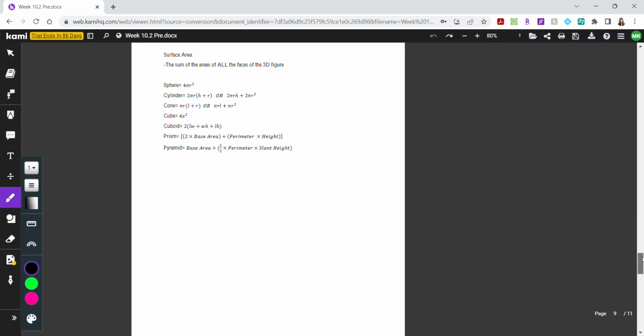Now, surface area. So the surface area is the sum of the areas of all the faces of the 3D figure, right? And so these are the formulas that you would need to memorize because the ACT and SAT do not give this. You do actually need to memorize this one. Luckily, not many questions come out on surface area, but it is really handy to memorize these formulas.